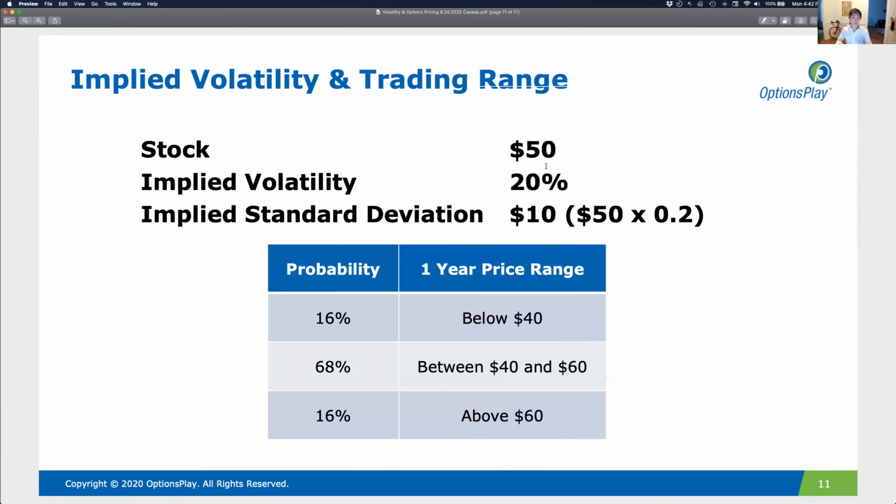Now, that's an easy example, but what if I have, let's say, a $100 stock with a 10% implied volatility? Now you can do the same exercise. You can take the stock price, multiply it by the implied volatility, and what you get here is also the implied standard deviation. So now I still have the same $10 move, but it's on a $100 stock. So now I have a 68% chance that the stock's going to be between 90 and 110, and there's a 16% chance it'll be below 90 and a 16% chance it'll be above 110.